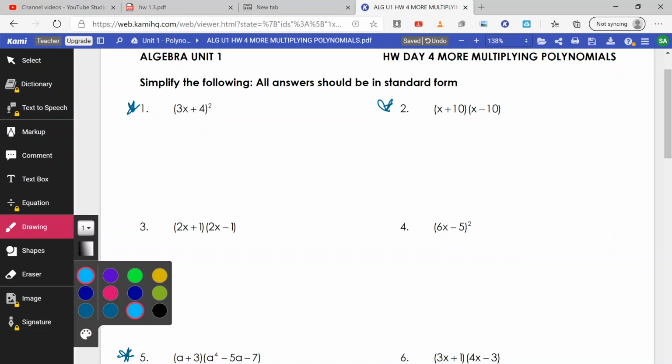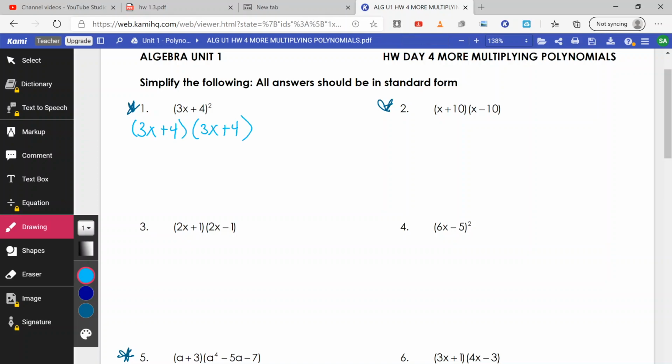This does not mean I raise each item inside parentheses to the second power. It means I multiply whatever's inside the parentheses twice. So we have 3x plus 4 times 3x plus 4. From here, we can use distribution or the box method in order to solve it. So if we're going to use the box method, one side will be 3x plus 4, and the other will also be 3x plus 4. We'll split them up, and we multiply 3x times everything up top, and then the 4 times everything up top.